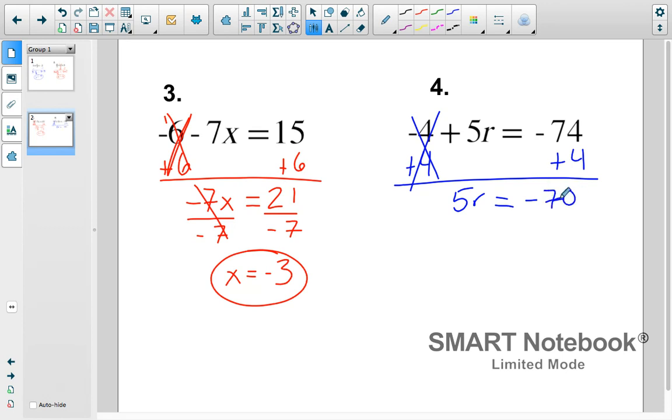It's not a very good looking 7. There we go. Step 2, divide by what you see in front of r. Here I see a 5, so we're dividing by 5. The 5's over here cancel. So r equals, this is where you'll need to use a calculator because 70 is kind of a big number. Negative 70 divided by 5 should get you minus 14.